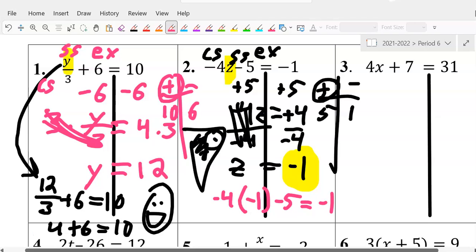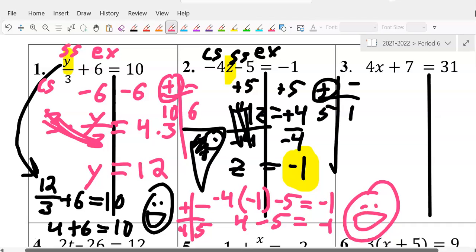All right, what's negative 4 times negative 1? Positive 4, because it's two negatives. And 4 and negative 5, what does that make? Negative 1. So we did it right. Woo! Let's give Jonah a hand.